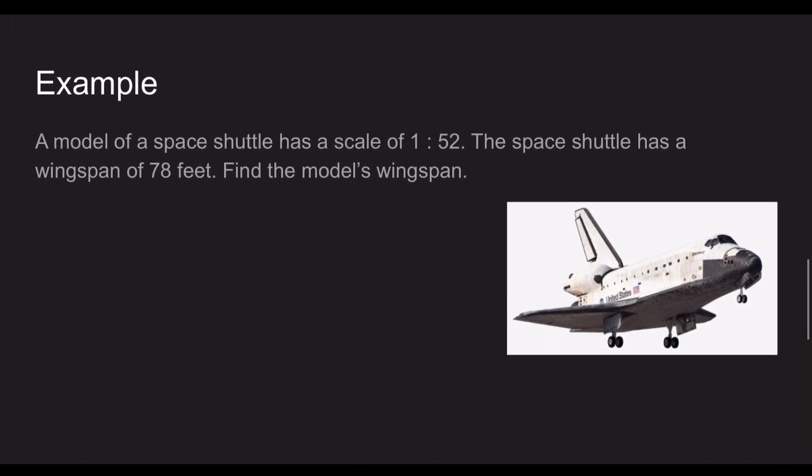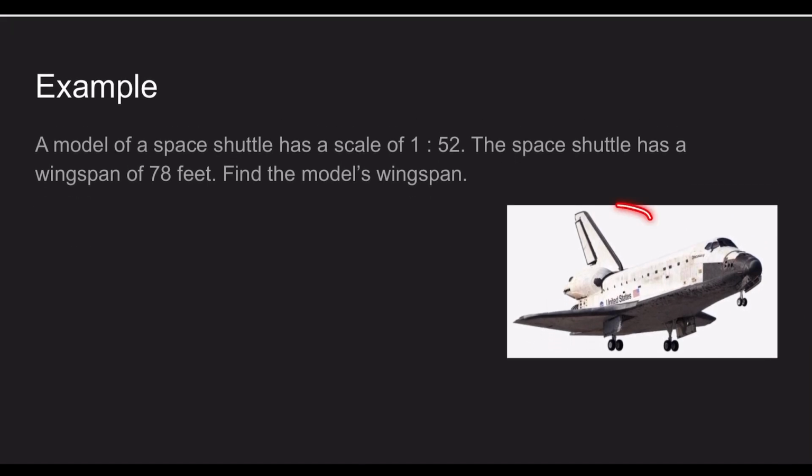Let's look at what it's like, not just for a scale drawing, but a scale model. So something that's 3D. Pretend like that is an actual 3D space shuttle. A model of a space shuttle, so a small version, probably a toy space shuttle, has a scale of 1 to 52. The space shuttle has a wingspan of 78 feet. Find the model's wingspan. So we want to know, if that's the real spaceship and its wingspan is 78 feet, what's the model's wingspan? Again, let's take the scale, 1 to 52.